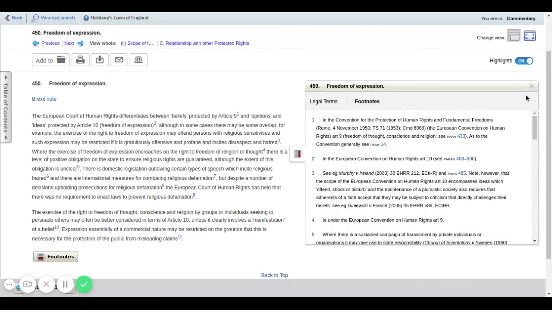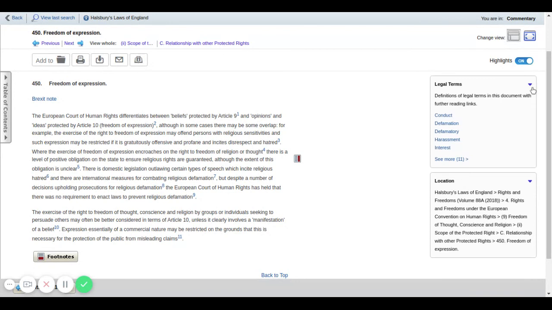One final thing to point out about Halsbury's. If you want to cite Halsbury's in your work, if you look in the OSCOLA handbook, you'll see there is a section specifically about Halsbury's. And the two key bits of information you need are the volume number, which you can find down here, it's volume 88A, and the paragraph number, which you can see up here, 450.